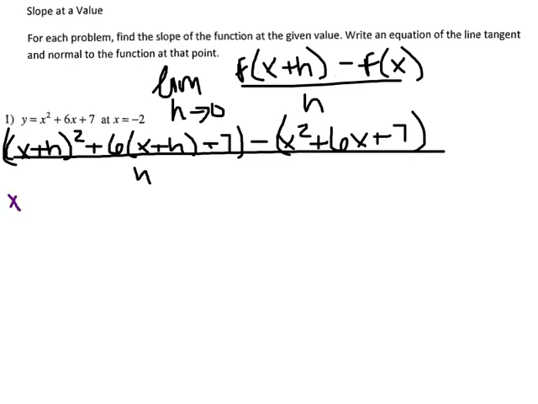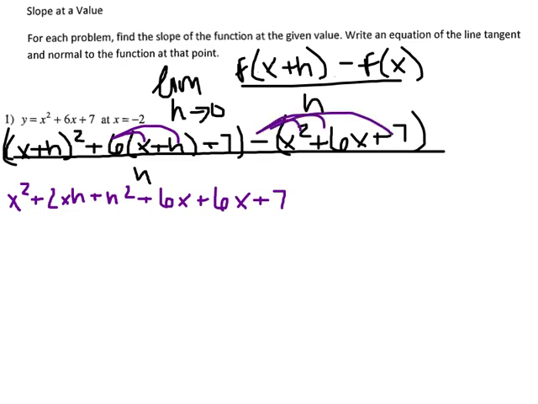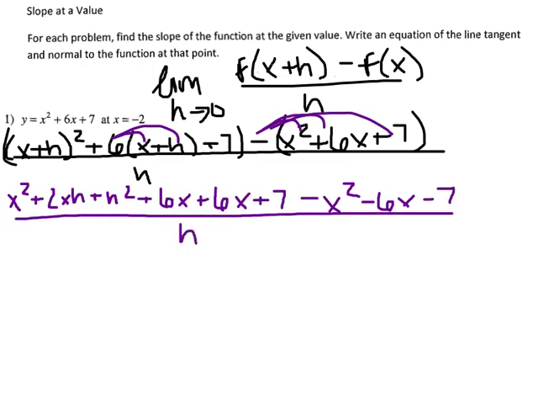Working that out, we will get x squared plus 2xh plus h squared. We'll distribute the 6, plus 6x plus 6h plus 7. Then we'll distribute this negative through. Negative x squared minus 6x minus 7 all over h. Doing some simplifying, we have an x squared and a negative x squared. We have a 6x and a negative 6x, and we have a 7 and a negative 7.